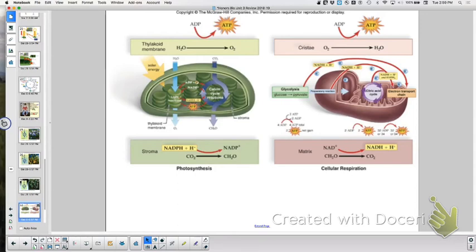3C5 plus 3C1 makes 3C6. Break down to 6C3. Use some ATP, use some reduced NADP on your 6C3. Take one away, PGAL, G3P. And you're left with 5C3. Use some ATP to build 3C5 plus 3C1 makes 3C6. Break down to 6C3. Use some ATP. Use some reduced NADP on your 6C3. Take one away.